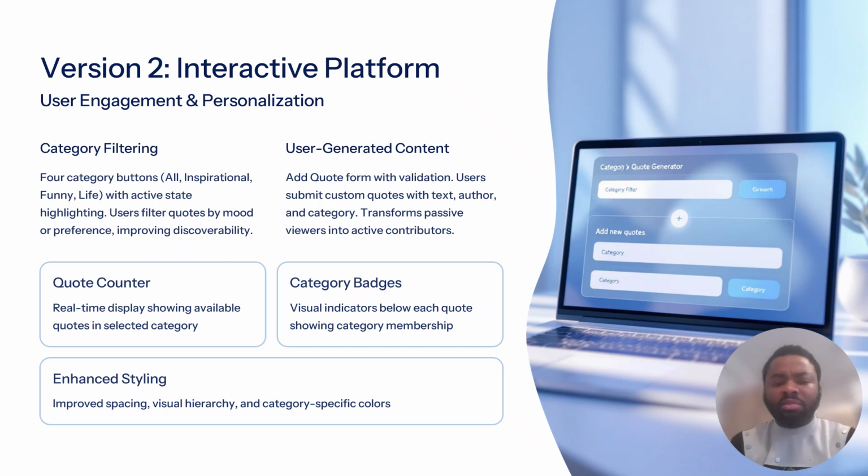Whereas the counter also shows the real-time available codes in a selected category. That is, once you open the app, it's probably based on the day's category that it shows them, and the category badges also give a visual indicator below each code showing its category membership.